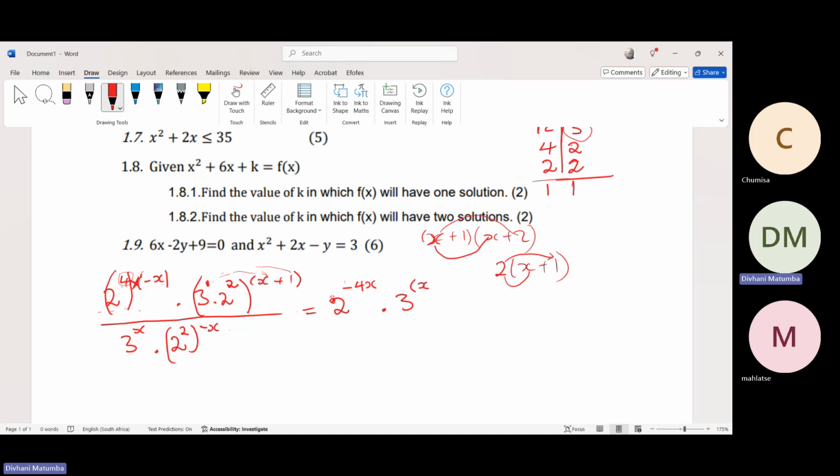Okay. Moving forward, I think you will agree with me, and then times 2 to the power of, we will do the same principle. We'll multiply the exponents. 2 times x, 2x. And then 2 times 1 will give us 2. So we are done with the numerator.